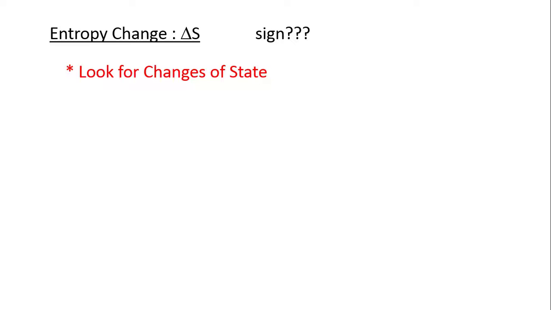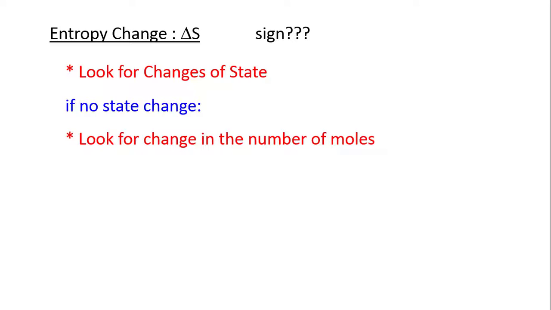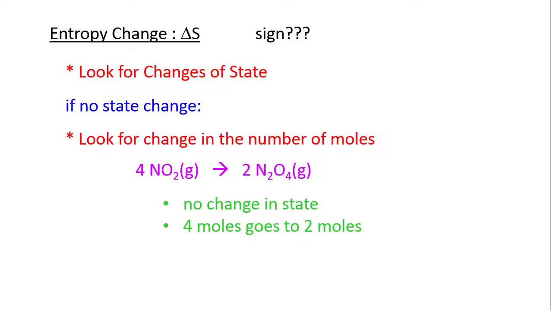The answer is yes. One way is for there to be a change in the number of moles of material going from reactant to product. Take this reaction. 4 moles of nitrogen dioxide go to form 2 moles of dinitrogen tetroxide. This is a gas phase reaction, so there is no change in state, but there is a change in the number of moles going from reactant to product.